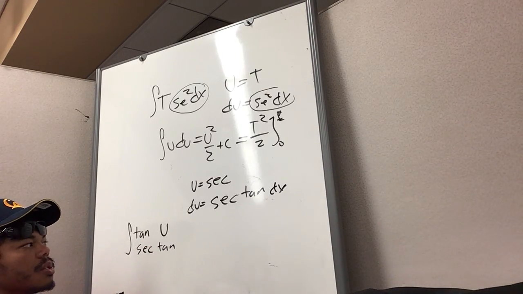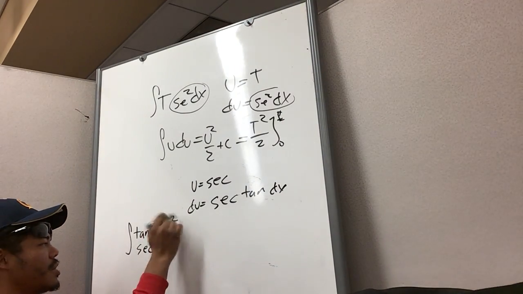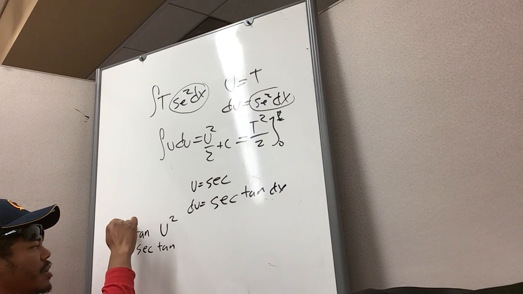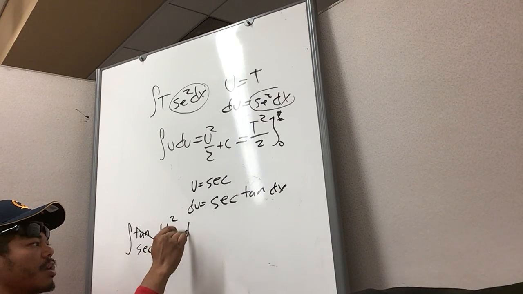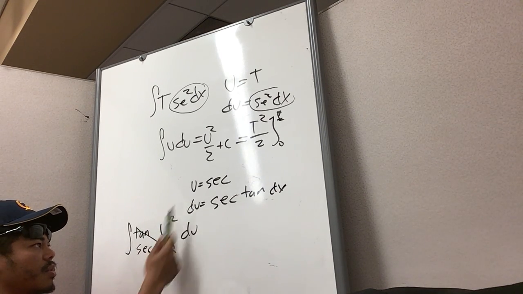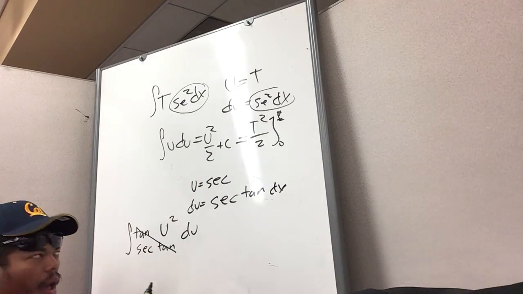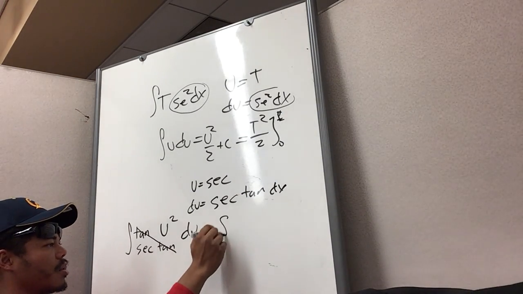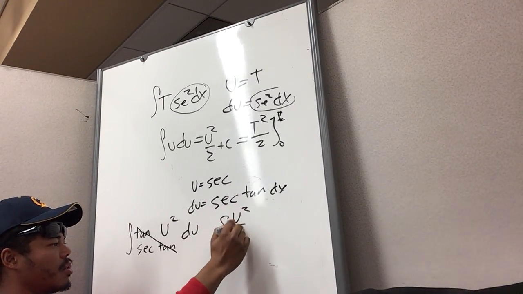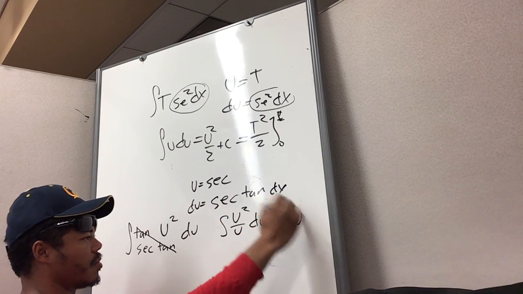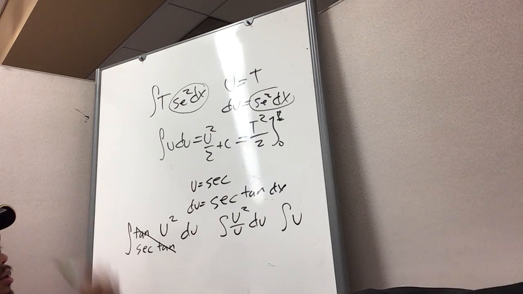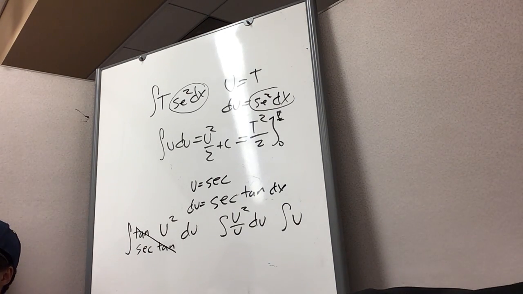U squared, right? Why is it u squared? Oh, yes, you're right. U squared. These cancel. Oh, I see. And secant is left. Secant is u. So you're left with the integral of u squared over u du, which equals the integral of u, which is what was there anyway. So you could actually go either way.